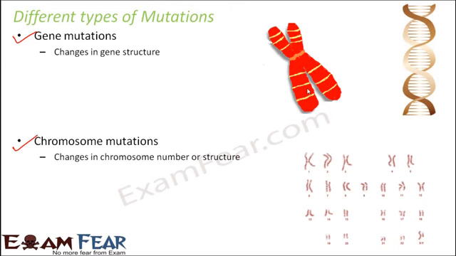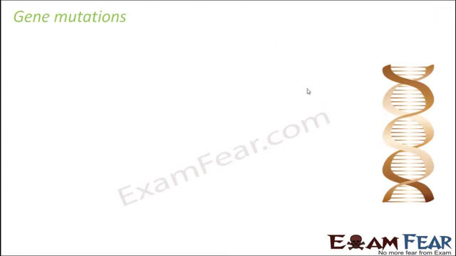Now, when the chromosome number changes, obviously your genes also change because you have an extra chromosome or you don't have one chromosome. So the genes which were supposed to be present on that chromosome are also missing. So your protein synthesis gets impacted, and your body will have some different traits, right? So these are basically the two types of mutations. Now we will talk about each of these mutations one by one. So let us start with gene mutations.